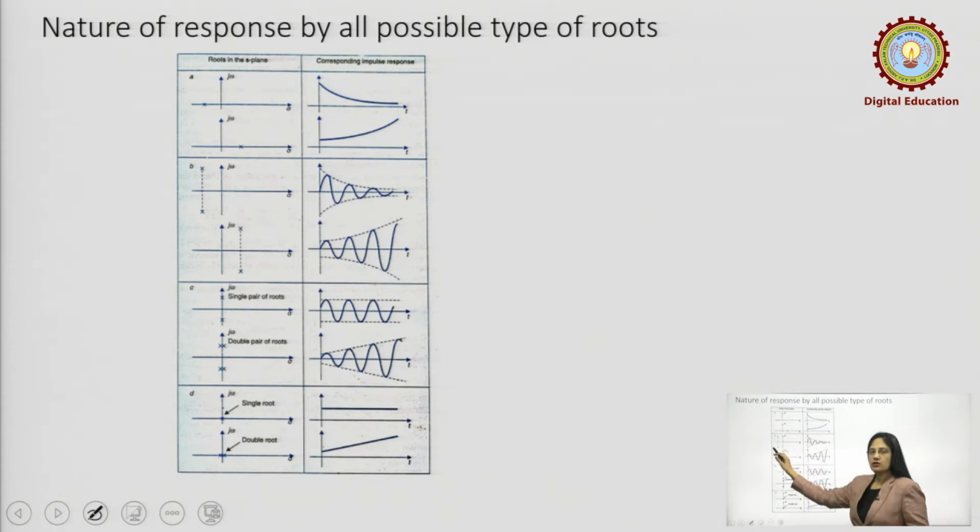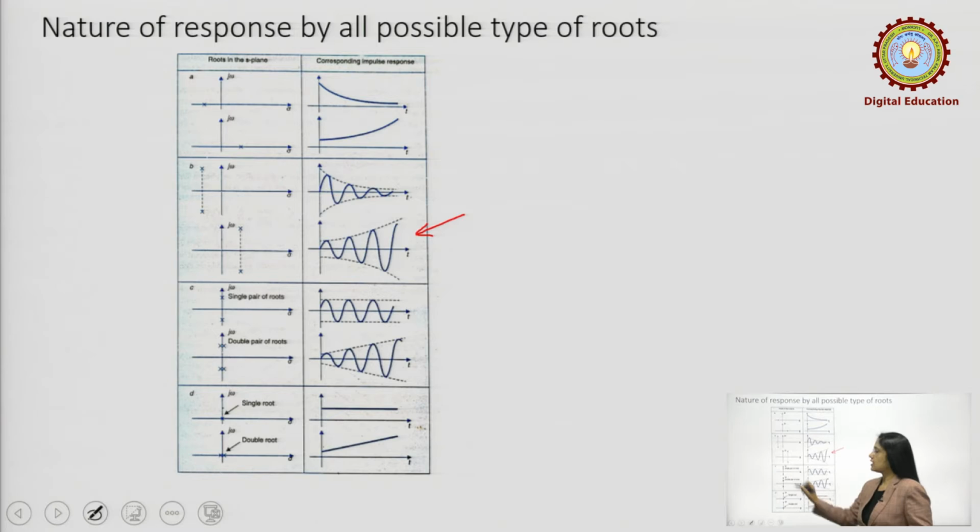Similarly, if the pair of complex conjugate roots are on the left half of the S plane, then the transients die out and the system is stable. However, if the roots lie on the right half of the S plane, then the system is unstable, as clearly seen with the impulse response of a system which has roots on the right half of the S plane.